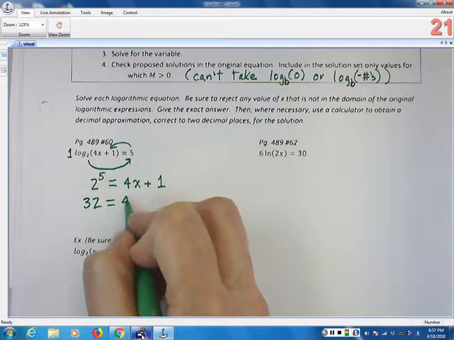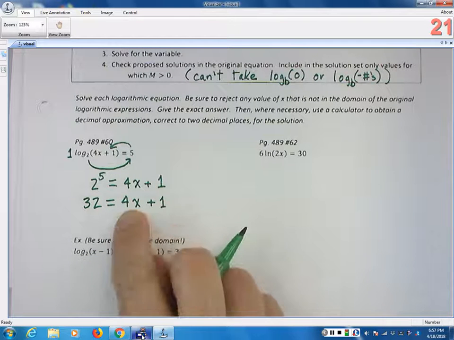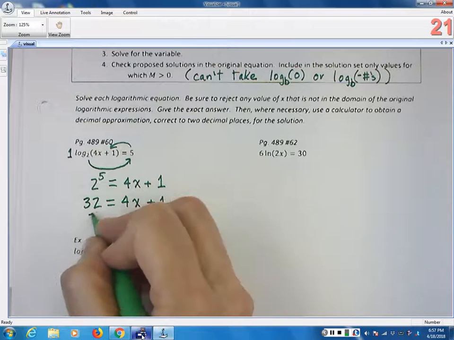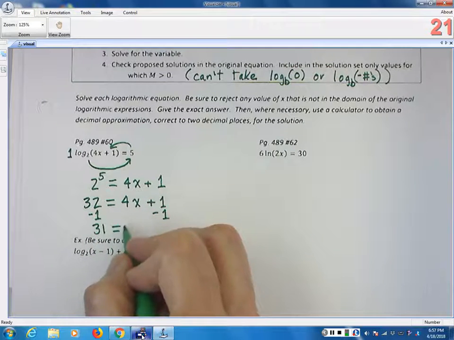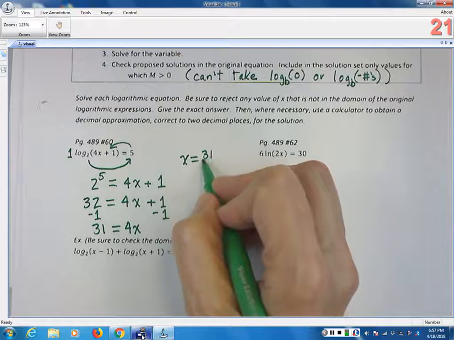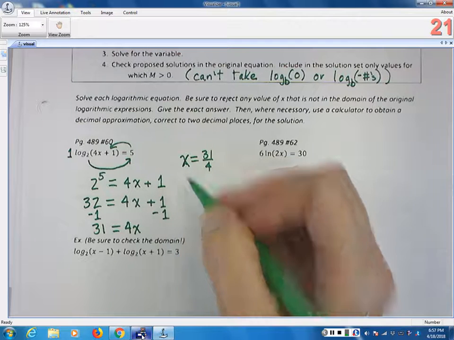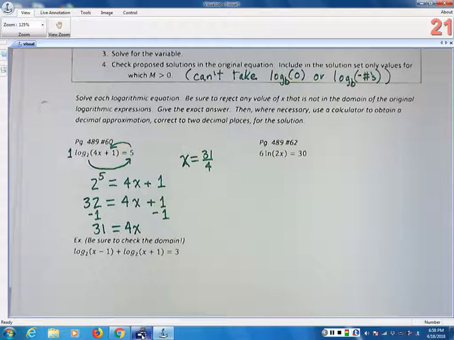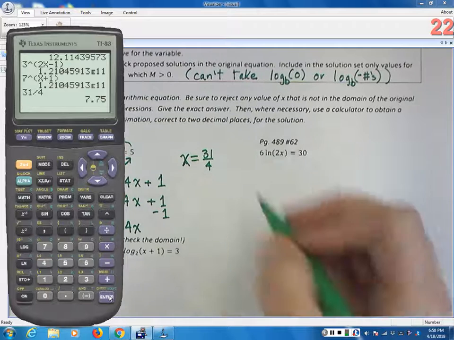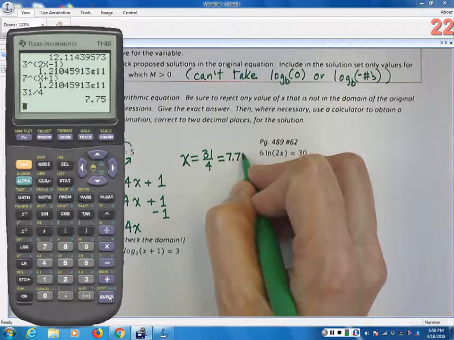And now we can solve this. We want to solve for x. So we have to get all our constants on one side. So I'm going to just move the 1 this way. We get 31 equals 4x. Divide by 4. So x equals 31 divided by 4. That's our answer. And 31 divided by 4 as a decimal also equals 7.75.